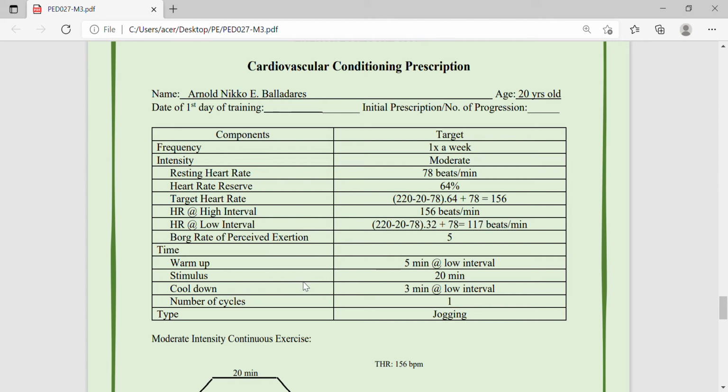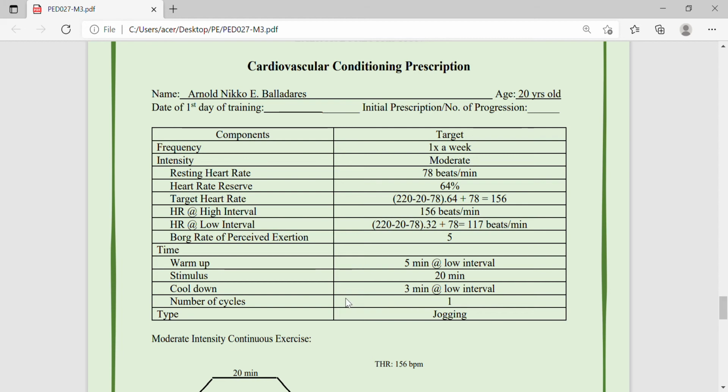Now that I've mentioned duration, his warm-up will be 5 minutes at low interval, a usual duration. His stimulus, the duration of the jog, is 20 minutes. I have discussed the duration with my client and he agreed with my proposed 20 minutes. 20 minutes is enough to give him progress but in a shorter time range. For the cool down, I've given him 3 minutes at low interval, a usual cool down duration.